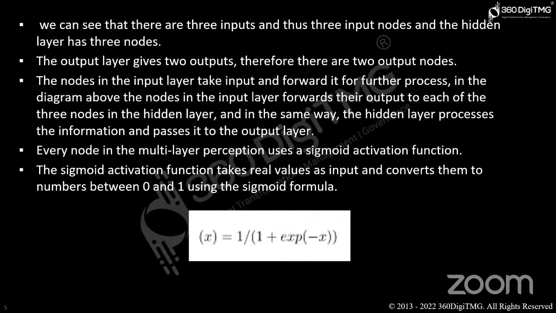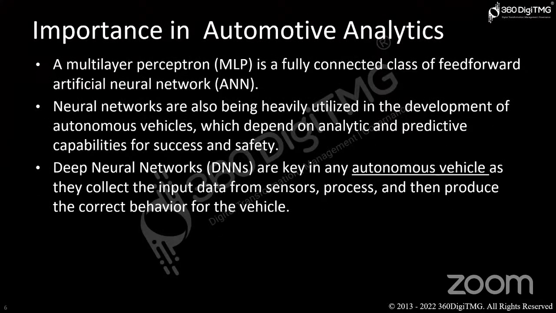So here this is the same information that I have explained. The formula for the sigmoid function is 1 plus exponential of -x. Generally the output is in terms of 0 and 1. So how is it important in automotive analytics?